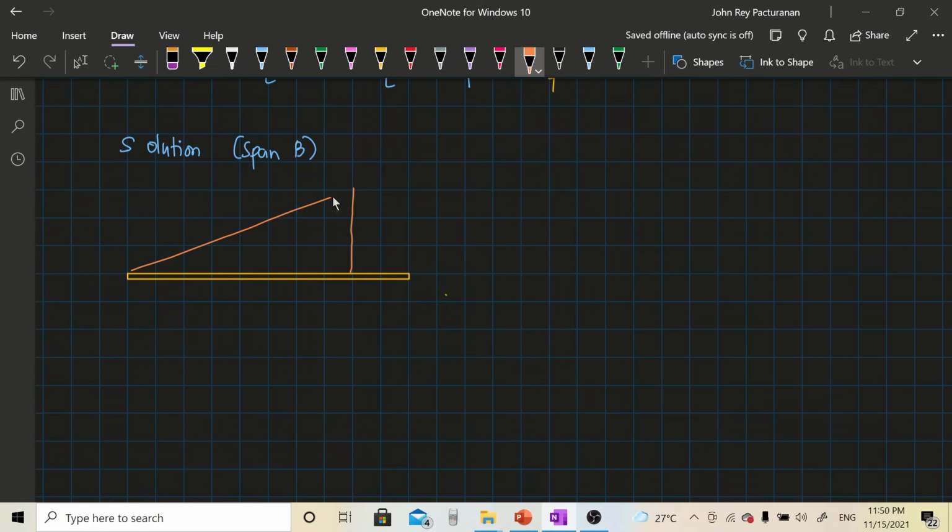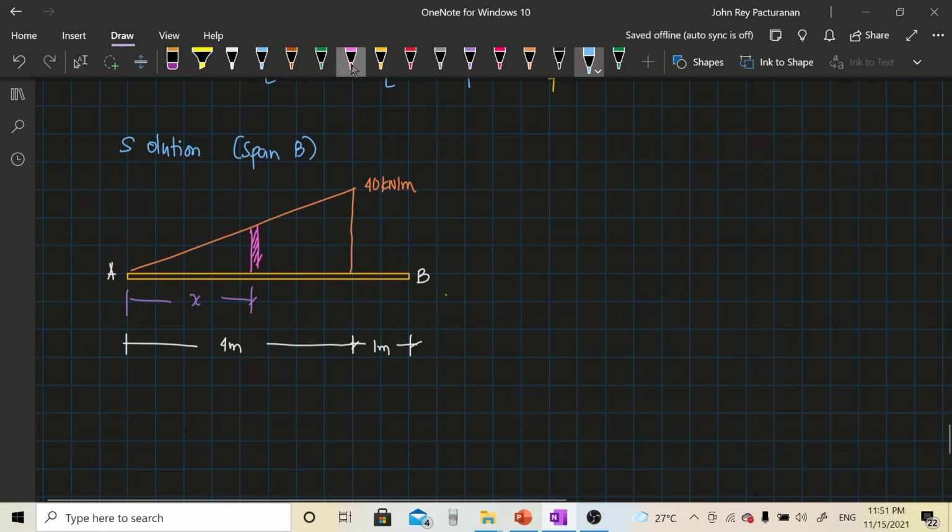So, since triangular load ito, and syempre this is 4 meters and 1 meter. And this is point A and this is point B. Let me have a strip here. Tapos, iseset natin tong strip na to as X. So, hindi na ako dito masyadong magpapakahirap because this is 40 kilonewton per meter. Na isolve na natin to doon sa fixed end moment na yung W dito ay equal sa 10x.